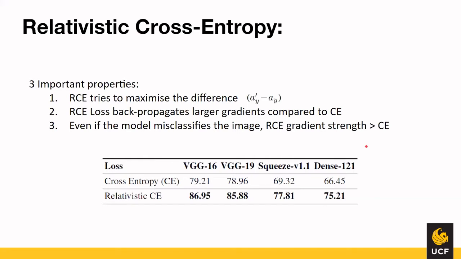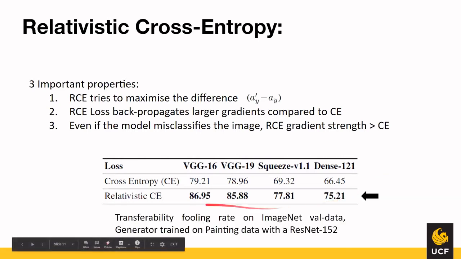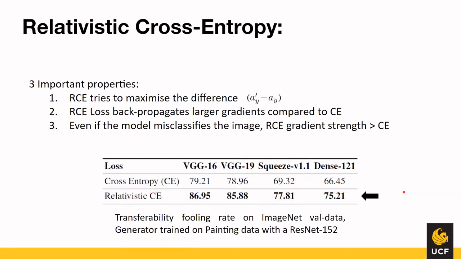They compare this with different pre-trained models, and here we can clearly see that relativistic cross-entropy loss performs way better. And for the transferability, this is the fooling rate itself. The metric used is the fooling rate, and it is tested on the ImageNet val data, while the generator was trained on the painting dataset using a ResNet 152 model.